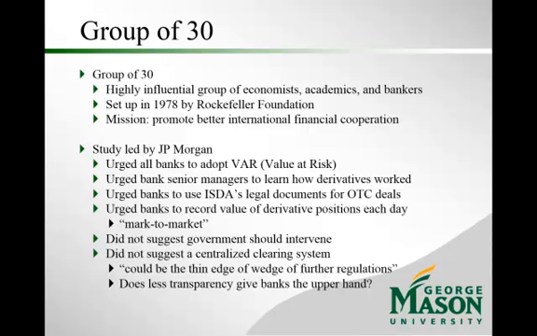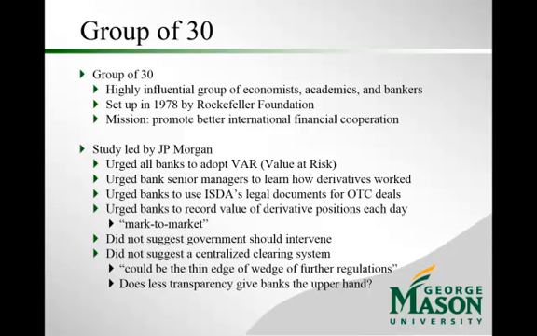And then a group of 30, which is a highly influential group of economists, academics, and bankers, got together, and they said, you know what, don't worry about this. We've got this under control. We're going to promote better international financial cooperation. You don't need to regulate us. We're going to get this under control.